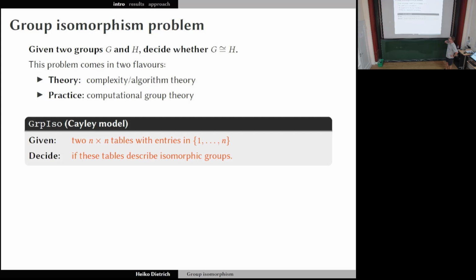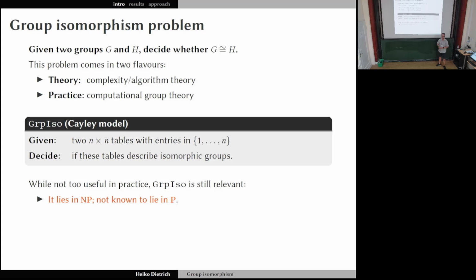So this talk, we talk about more of the theory side. I consider the group isomorphism problem in the Cayley model, where the input are two multiplication tables of groups, or actually two n times n tables, with entries in 1 to n, and it decides whether these tables describe groups and whether they are isomorphic. So that's the question. And obviously, if you do computational group theory, you might find this very boring, because it's very unuseful in practice. We don't work with multiplication tables, right? But it's still very relevant.